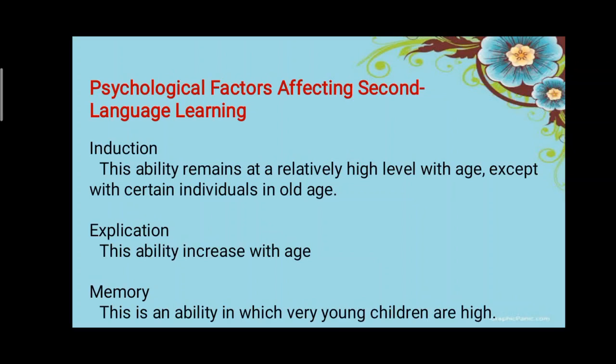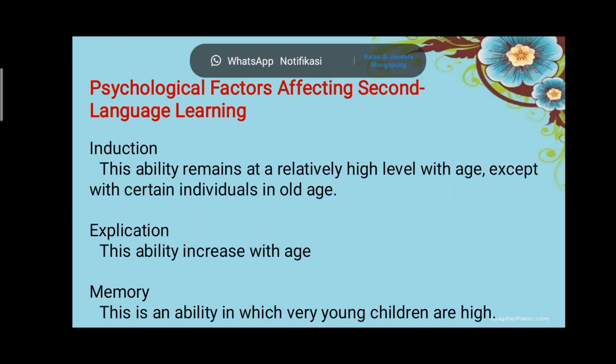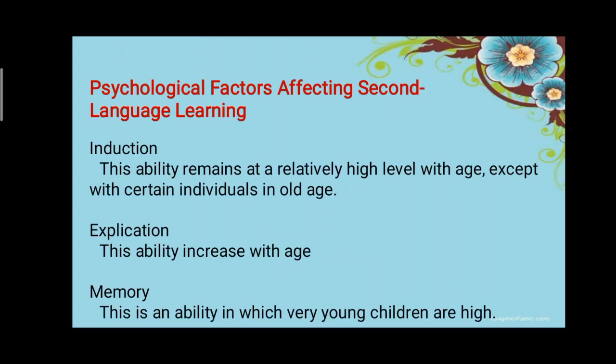The last is memory. This is an ability in which very young children are high. Of course, because children have a good period. Like I said before, they have a golden age between 0 and 5 years old. In that period, they can memorize vocabulary easily and catch some words very easily. So children are high in memorizing vocabulary, and this makes children good at second language learning.